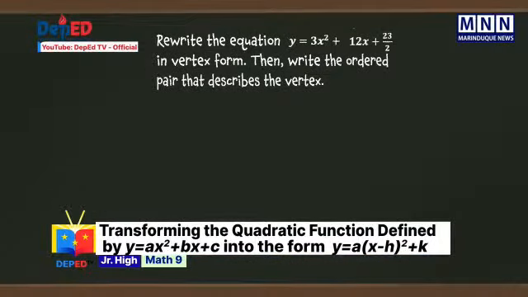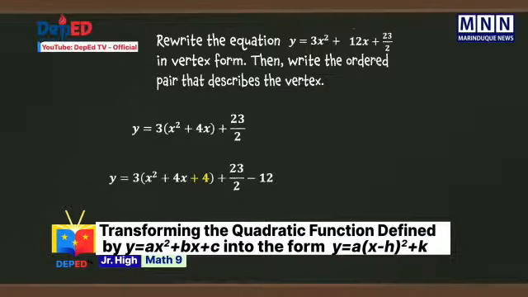Time is up. Separating the terms with the variable from the constant term and then factoring out the leading coefficient, y must be equal to 3 times the binomial x squared plus 4x plus 23 over 2. To complete the square, we add the square of the half of 4, which is equal to 4. Then, we subtract from 23 over 2 the product of 4 and the leading coefficient 3, which is 12. This can be rewritten as y equals 3 times the square of the binomial x plus 2 minus 1/2. This is already the vertex form of the function, and the vertex is described by the ordered pair -2, -1/2.